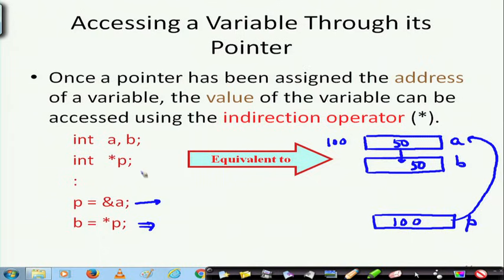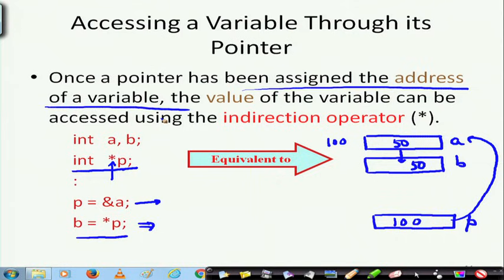Please understand that this star is just telling you that P is a pointer, because it is coming in a declaration statement. On the other hand, here it is not a declaration statement, it is an assignment statement. I have already declared P to be a pointer. So, P is a pointer. Once a pointer has been assigned the address of a variable, that is done in this step, the value of the variable can be accessed using the indirection operation.